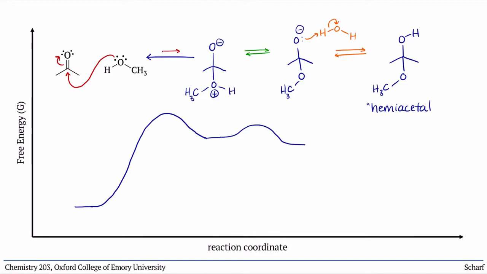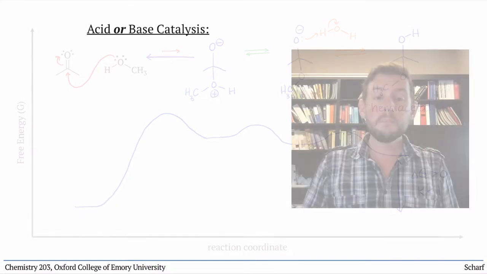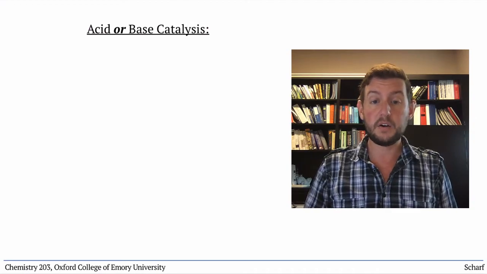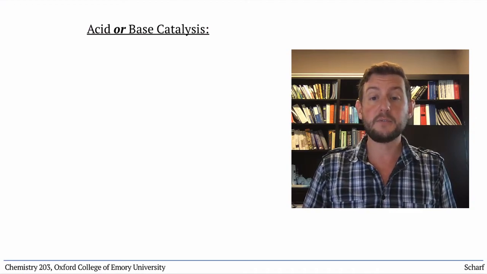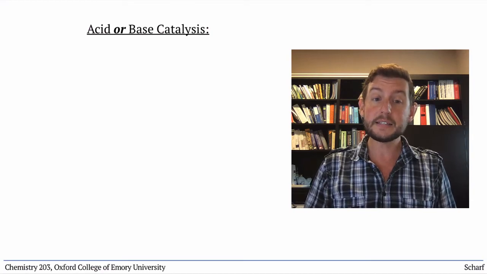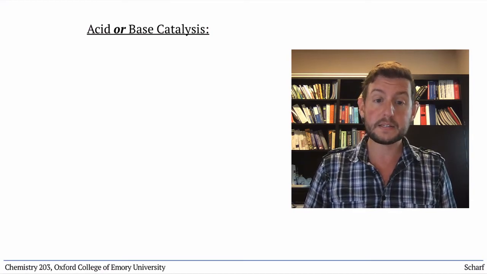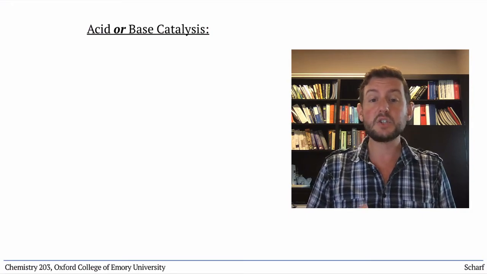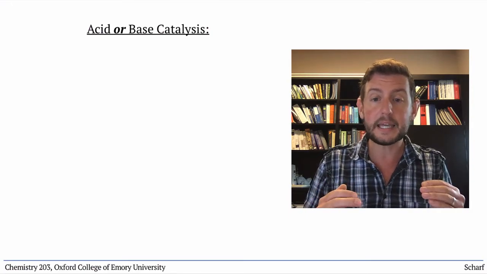Like hydrates, hemiacetals are usually not favored at equilibrium unless the carbonyl group is especially electrophilic, or, as in the case of sugars, which you'll learn about in some biology classes and biochemistry, if the hemiacetal forms intramolecularly. Both of the reactions we've discussed in this video, hydrate and hemiacetal formation, can be catalyzed either by acid or by base. These catalysts change the mechanisms slightly.